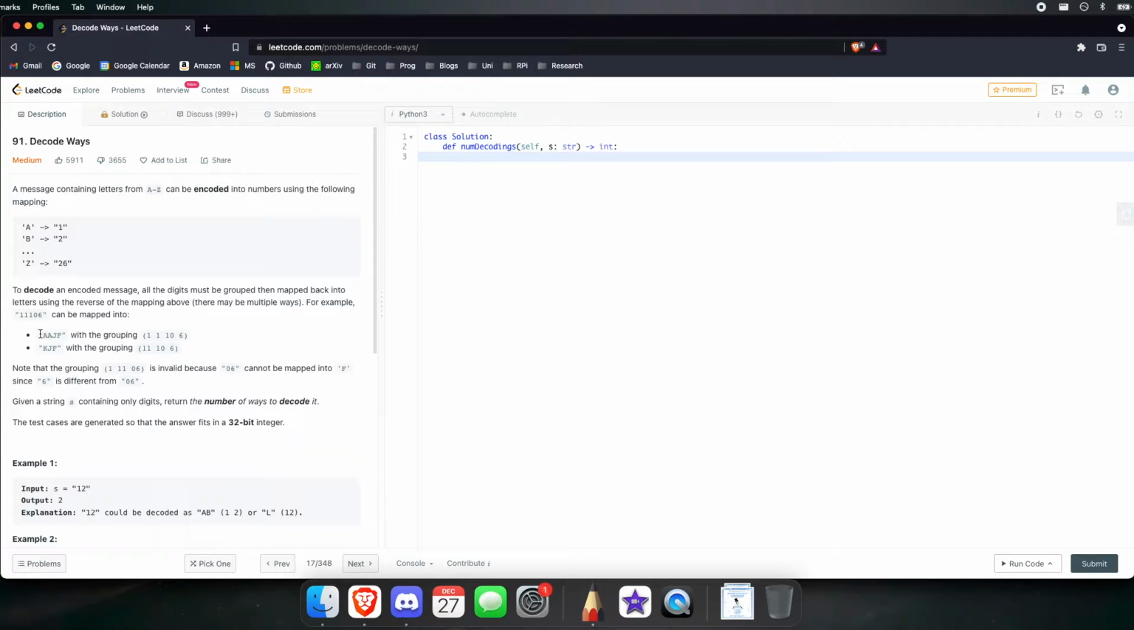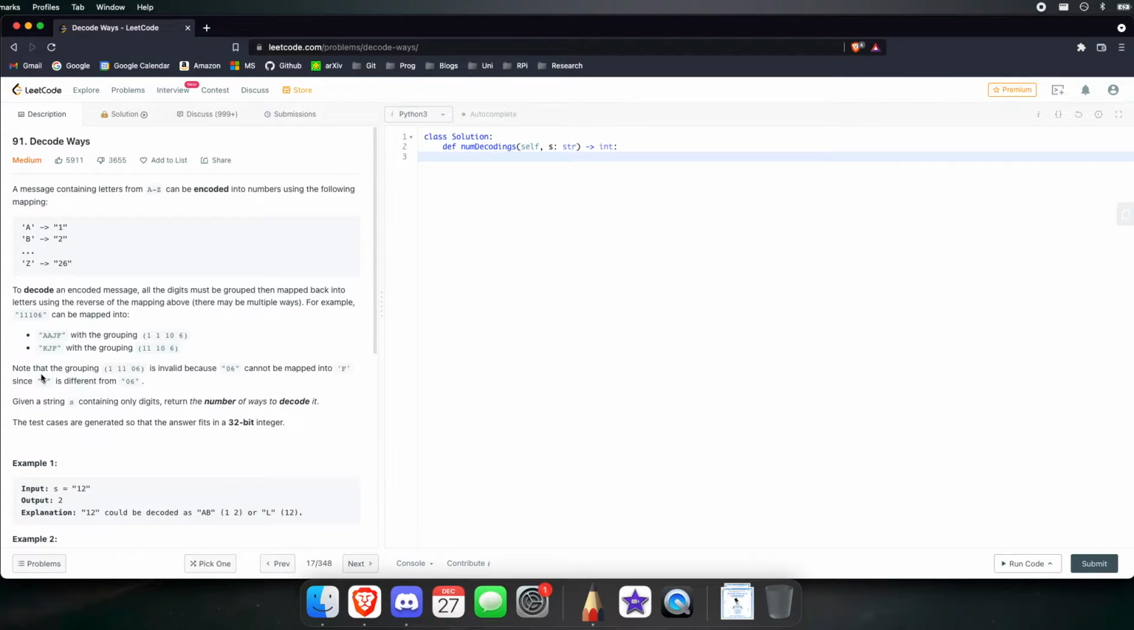Here's a little example. AAJF can be mapped into the grouping 1, 1, 10, 6. And then KJF can be mapped to the grouping 11, 10, 6. And if we see the numbers 11, 10, 6, we can decode this into KJF. So it really goes both ways.